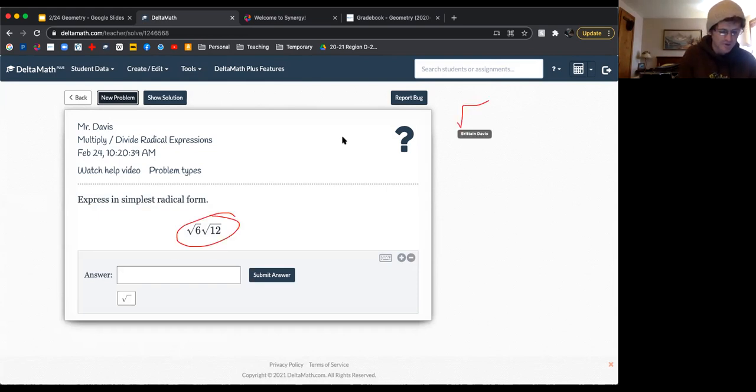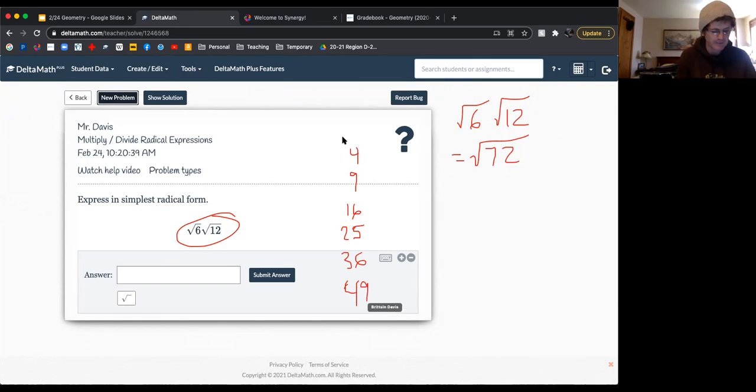All right, so square root of 6 times the square root of 12. I can multiply those together, and that's going to be the square root of 72. And I've got my perfect square factors. There's 4, 9, 16, 25, and 36, and then 49. I think we're good at that point.